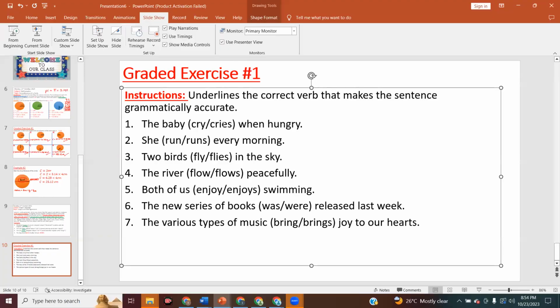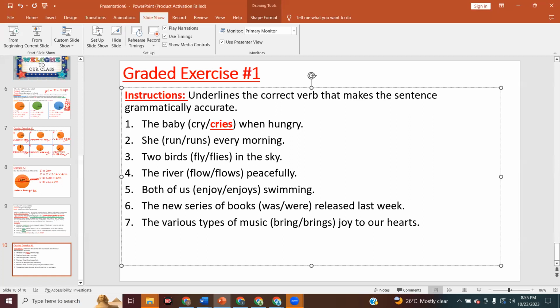Good. Number one, the baby cry or cries when hungry. What y'all have for that? Cries. Very good. Why are we using cries? Because the baby is singular and cries is a singular verb. Very good. So the baby is singular and cries is plural. Good. How many persons got that?